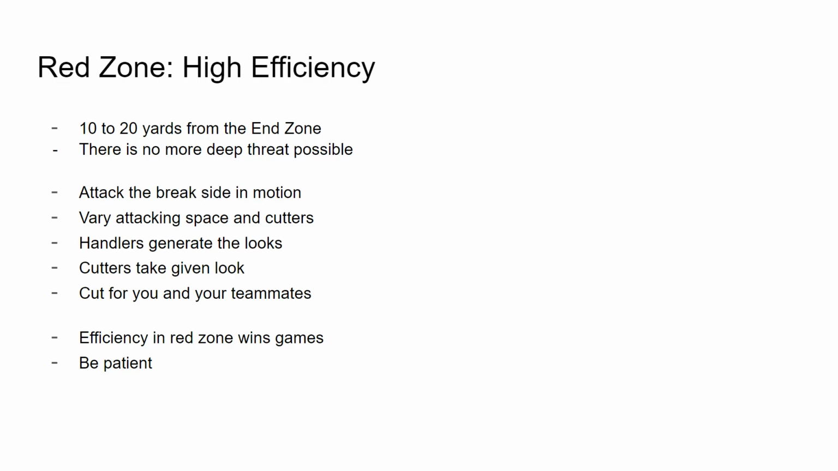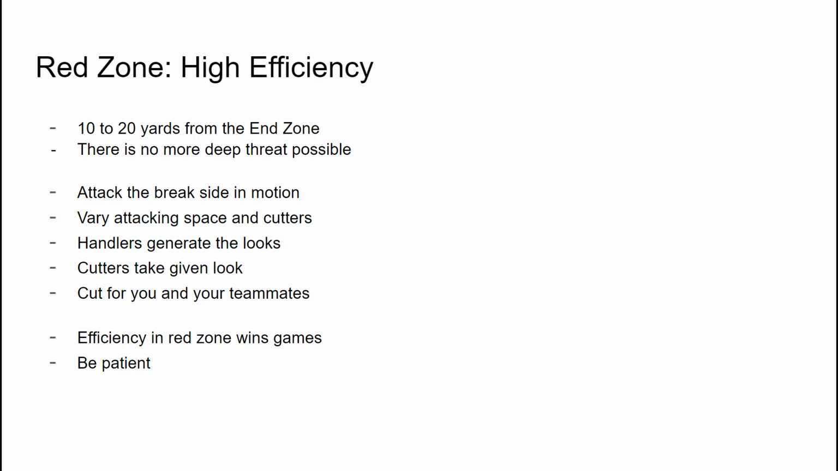So if there's momentum towards the flick side, the cutters should just keep on threatening that flick side, force the defense to stay honest, and it can pull the defense away such that the next time that there's handler motion, it could create an opportunity somewhere else. So you're not just cutting because you want to score. You want to do a cut to pull the defense and open up space for your teammates. Efficiency in the red zone is what wins the game.